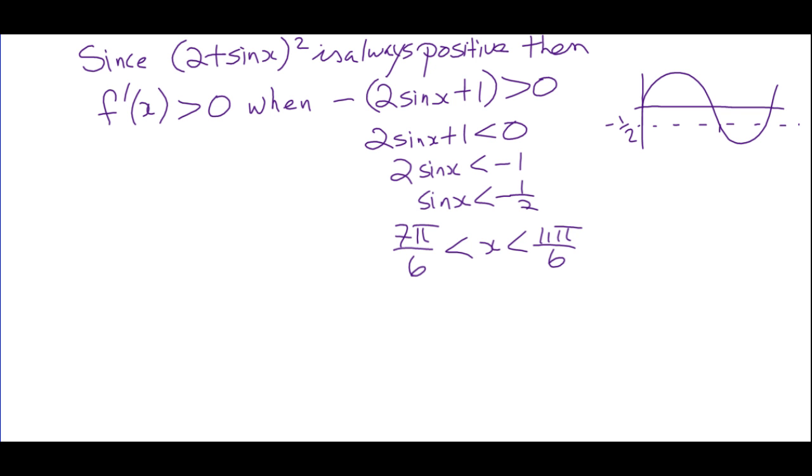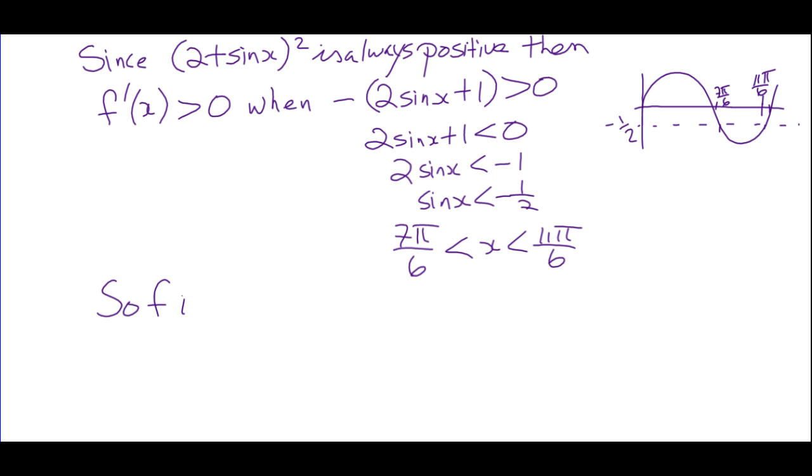So, when is sine x a half? First I'd say it's in quadrants 3 and 4, because that's where sine is negative. The reference angle for a half is pi over 6, so I need an angle of pi over 6 in quadrant 3, which is 7 pi over 6, and in quadrant 4, which is 11 pi over 6. So this here is 7 pi over 6, and this here is 11 pi over 6. And that's where it will be less than negative a half, so that's when we're going to be increasing.